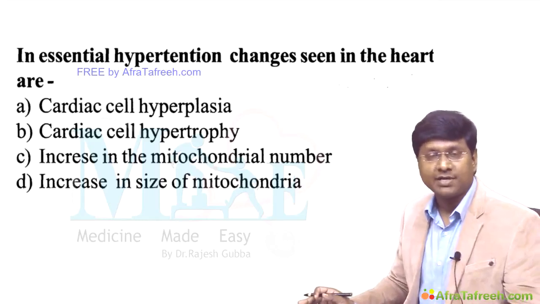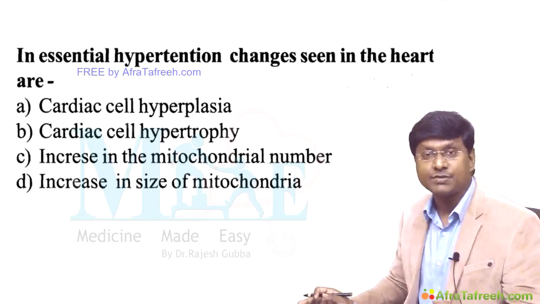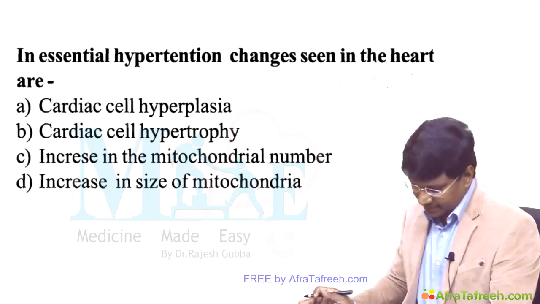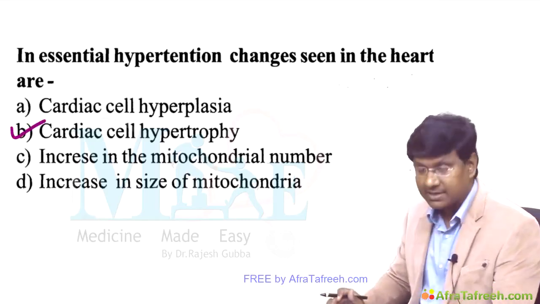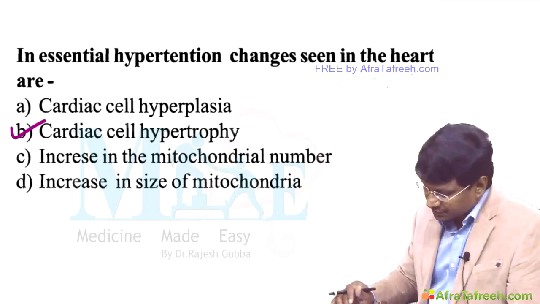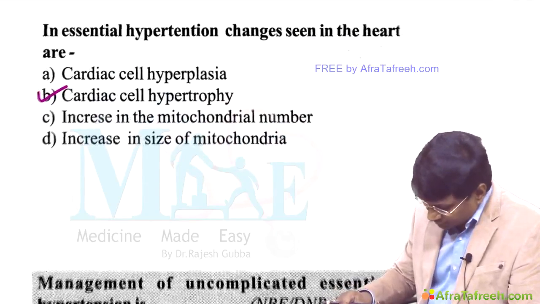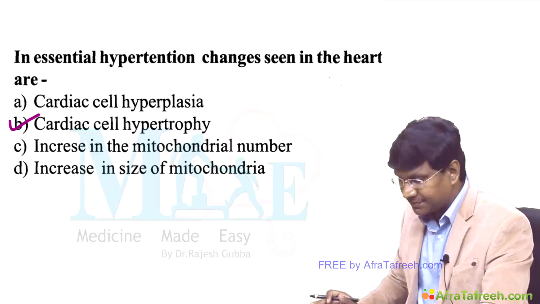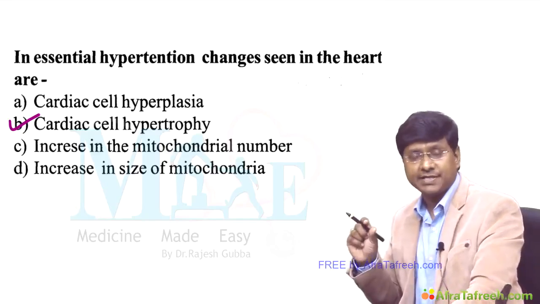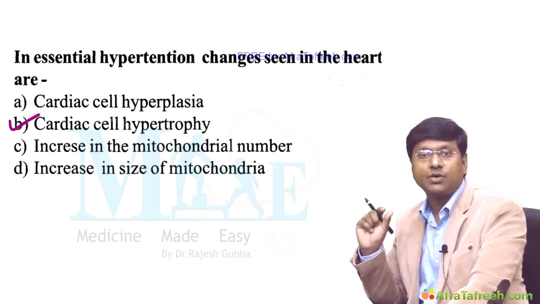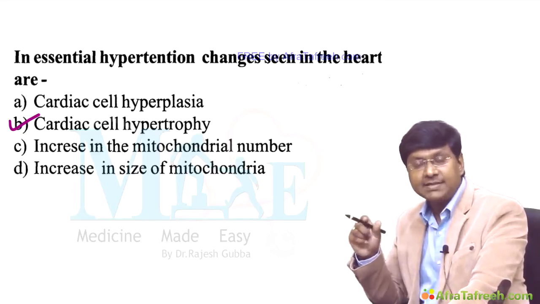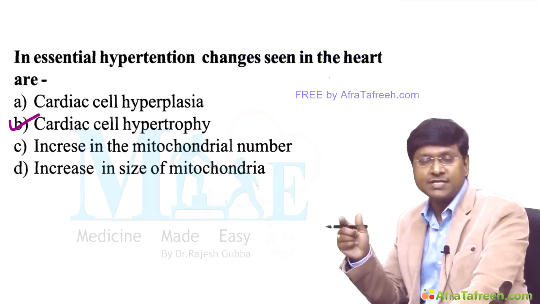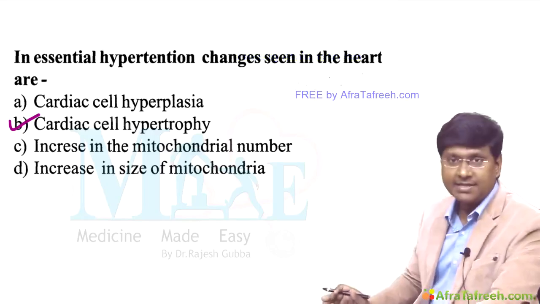Now, as the afterload on the left ventricle is increased, what will happen to the thickness of the left ventricle? The thickness of the left ventricle also grossly increases, and thereby the individual will have what is called cardiac cell hypertrophy. So, in patients with essential hypertension, the change you notice is the presence of cardiac cell hypertrophy. It is not cardiac cell hyperplasia. Cardiac cell hypertrophy means the size of the individual cell grossly increases, whereas in hyperplasia the number of cells increases. But here it is not the number of cells which will increase, it is the size of the individual cells which will increase. That is called cardiac cell hypertrophy.